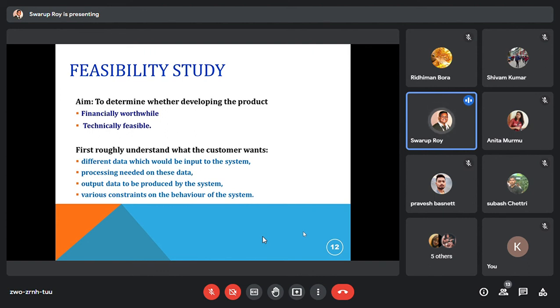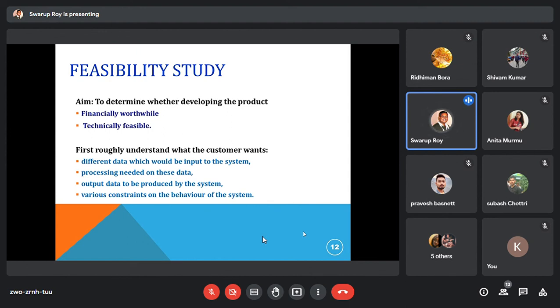So that feasibility study is the initial study. Without jumping into starting that project, based on their experience, the senior people, by talking with the client, try to guess whether it is really possible to develop or not. Two ways: one is financially, another is technically.